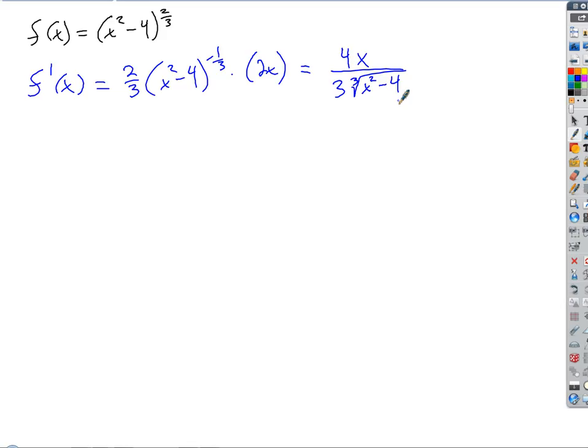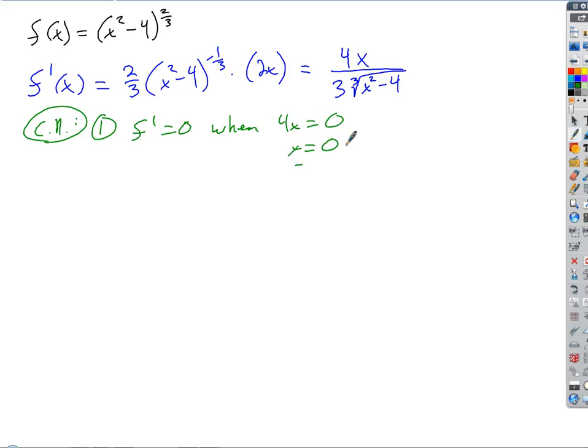Okay, so then let's find our critical numbers, right? Now there's some good stuff here. Critical numbers occur where the derivative is 0 or undefined, right? When is that function equal to 0? When the top is 0, right? So f prime equals 0 when 4x equals 0, so x is 0. On the bottom, if you get 0, it would be undefined then.